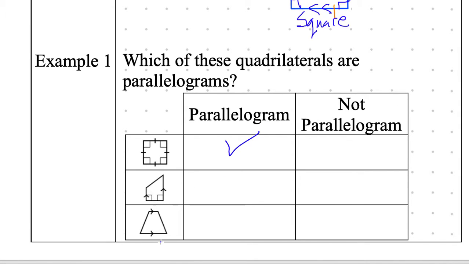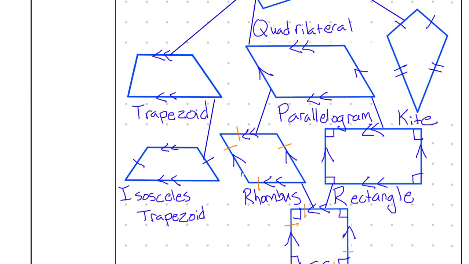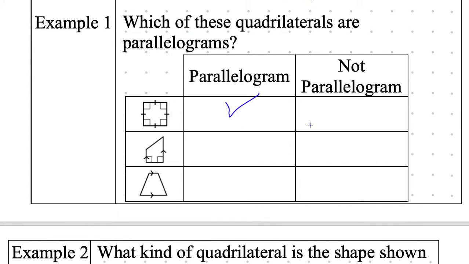All right, what about this next shape? Give me a thumbs up or thumbs down. Is it a parallelogram? It has to be thumbs up or thumbs down. It cannot be in the middle. It is not a parallelogram because a parallelogram needs to have 2 sets, and it needs to have 4 sides, all of them parallel to the opposite. So this is not a parallelogram. What about this third one? Is that a parallelogram? Thumbs up or thumbs down?